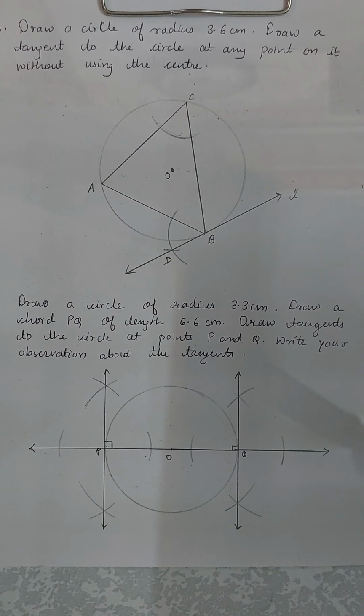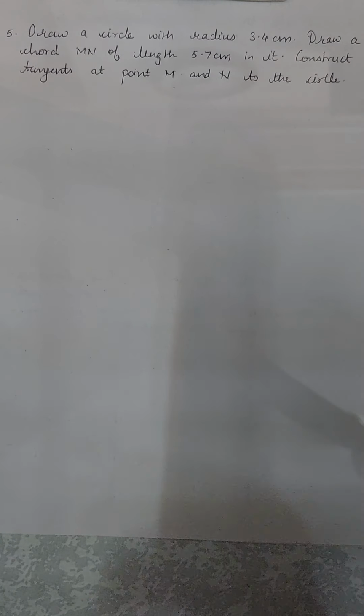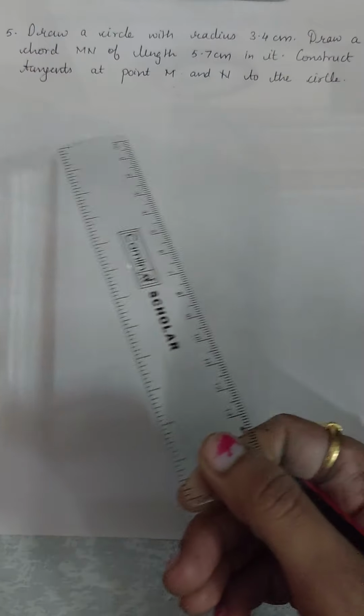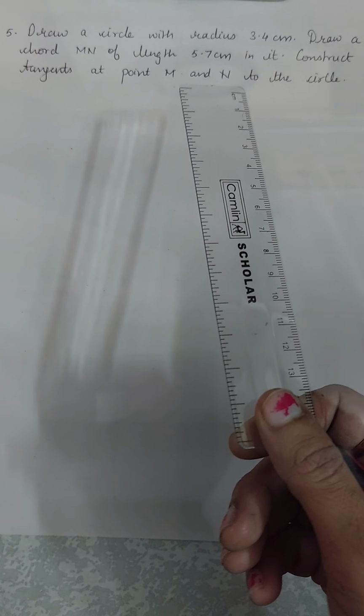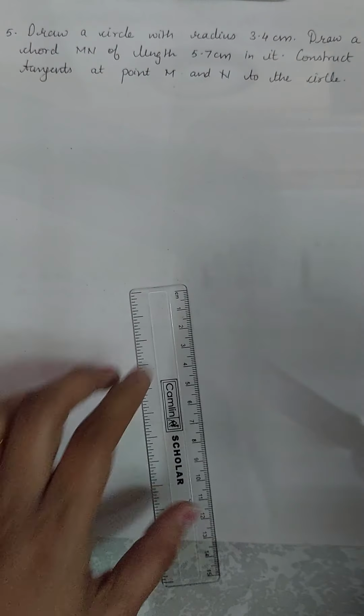Okay, now we will be moving towards the fifth sum. So now the next question: draw the circle with radius 3.4, draw chord MN of length 5.7 in it, construct tangents at points M and N to the circle. So see now, what we are supposed to do, we are supposed to draw a circle. We'll go one by one. So we'll first draw a radius of 3.4.